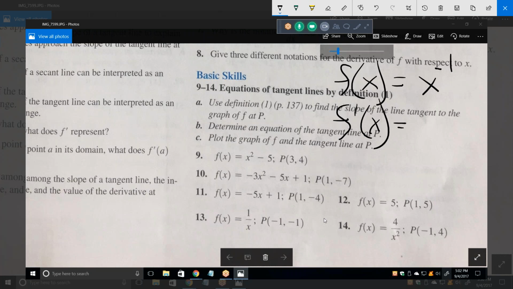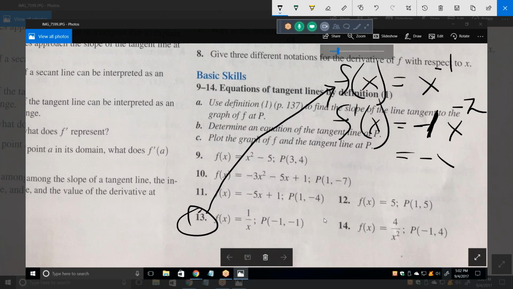You've got to write it with x in the numerator. So it's x to the power of -1. Now use the power rule. Start with the exponent, -1. So it's -1 times x to the -2. That's minus x to the -2, which is minus 1 over x squared.